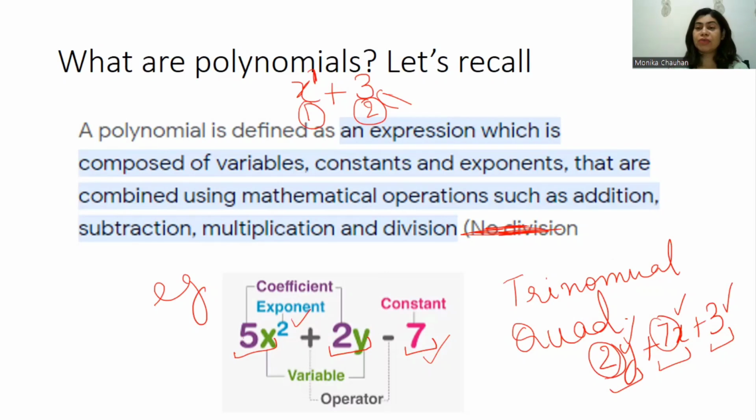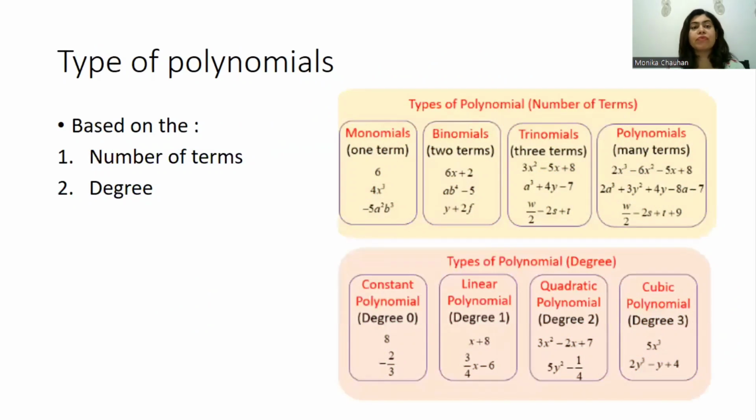So let's now again recall, based on the number of terms and based on the number of degrees, how you define that. What I'm saying, is it making sense? Okay, so let's move on. Now, based on the number of terms. So ideally, we divide polynomials based on the number of terms. Okay. And based on the number of degrees.